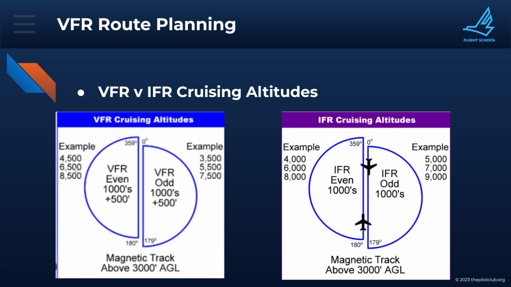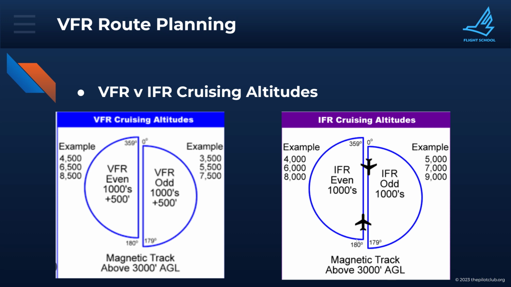Just to give you the rationale of why this is done this way, when people fly IFR, they fly odd thousands for 0 to 179, like 5,000. So if you're flying VFR at 5,500 and there's an IFR aircraft flying at 5,000, you're guaranteed at least 500 feet of separation between you and the IFR aircraft. And again, this only applies if you're above 3,000 feet AGL.